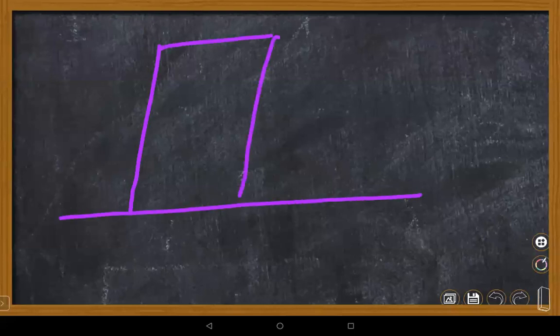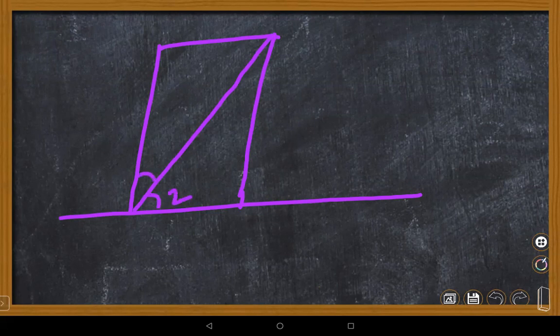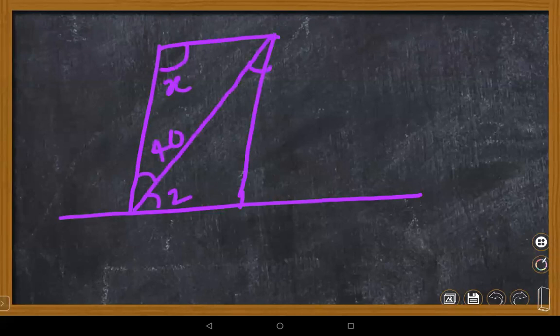The given figure is a parallelogram. You just see the parallelogram's opposite sides. This is a diagonal. This angle is given as Z. This angle is given as 40. This is given as X. And this angle is given as Y. This one is given as 70. You need to find X, Y, Z.